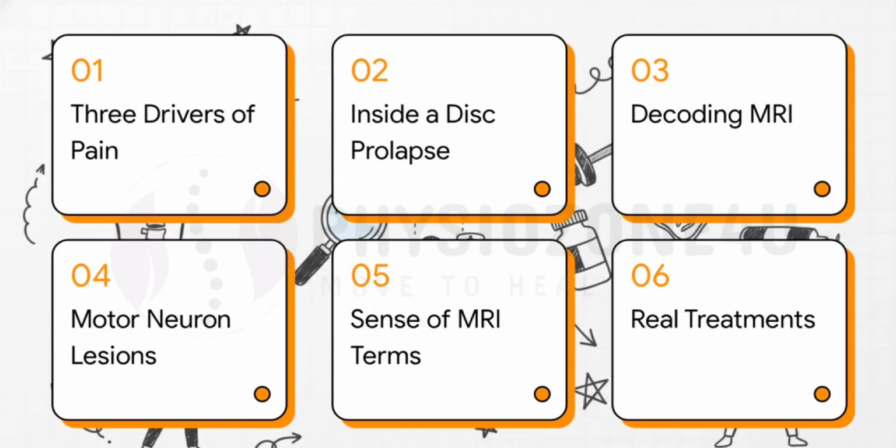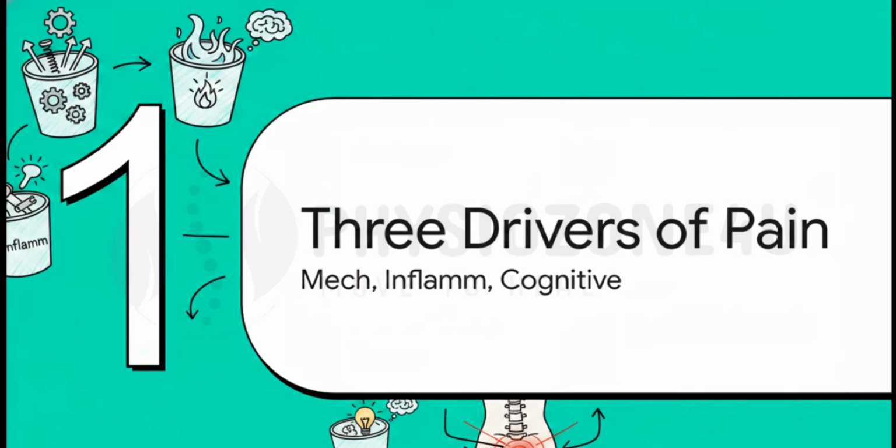To really wrap our heads around this without getting bogged down, we're taking a top-down approach. We'll hit the 3 drivers of pain, look inside a disc prolapse, decode MRI and nerve roots, explain motor neuron lesions, make sense of those tricky MRI terms, and finally stack real treatments against fitness myths. Let's get into it. Section 1.